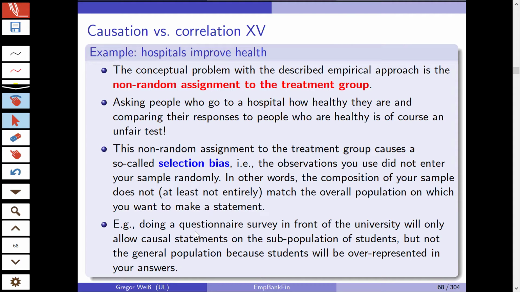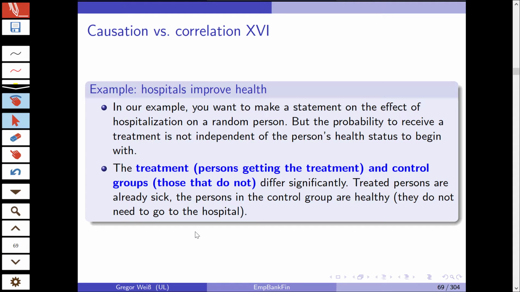So doing another example, doing a questionnaire survey in front of the university, this will also allow causal statements, but only on the subsample of students, because in front of the university you don't get a cross-section of the overall population, you only get students, and you can only ask students. So students will be overrepresented in your answers, and you cannot make a statement on the overall population. So in our example, you want to make a statement on the effect of hospitalization on a random person, but the probability to receive a treatment is not independent of the person's health status to begin with. So the persons getting the treatment, and the control group, those that do not, they differ significantly. And treated persons are already sick, and the persons in the control group are already healthy, so they do not need to go to the hospital.